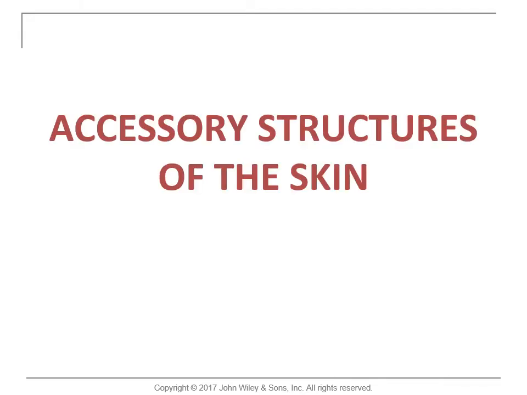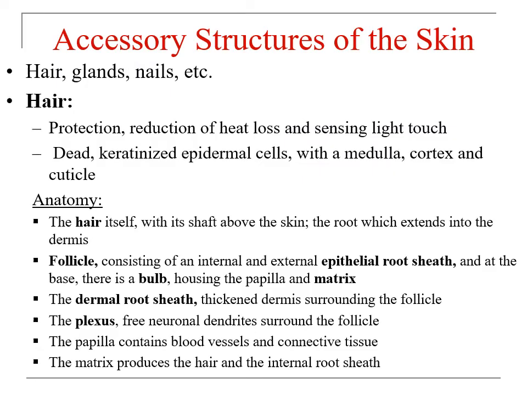Now we're going to talk about the accessory structures of the skin. We have the hair, we have the skin glands, and we have nails. They develop from the embryonic epidermis. They have a host of important functions. For example, hair and nails protect the body, and sweat glands help regulate the body temperature, right?